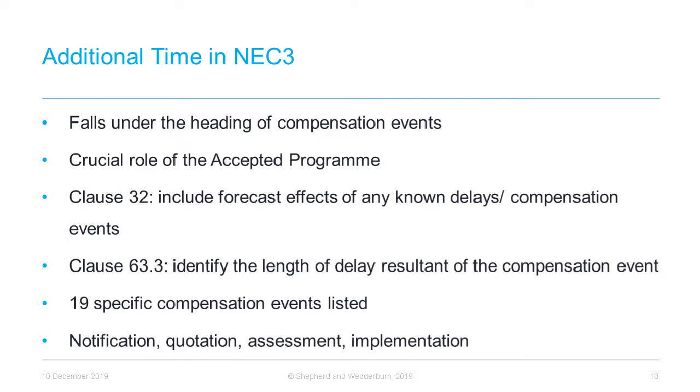When assessing an application for additional time, the starting point is the latest accepted programme. Under clause 63.3, it is necessary to identify the length of time that due to the compensation event, planned completion is delayed against the latest accepted programme. The contractor must identify which of the 19 specific compensation events listed in clause 60.1 that the event relates to, and then the process of notification, quotation, assessment and implementation, which we've outlined in our previous webinar, should then be followed.